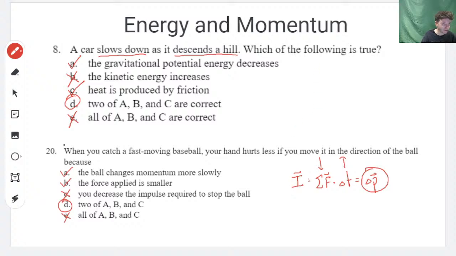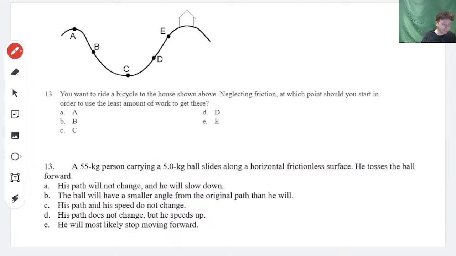Nope. All right. Next question. We've got two number 13 questions, obviously from different tests. The first 13: you want to ride a bicycle to the house shown above. Neglecting friction, at which point should you start in order to use the least amount of work to get there?